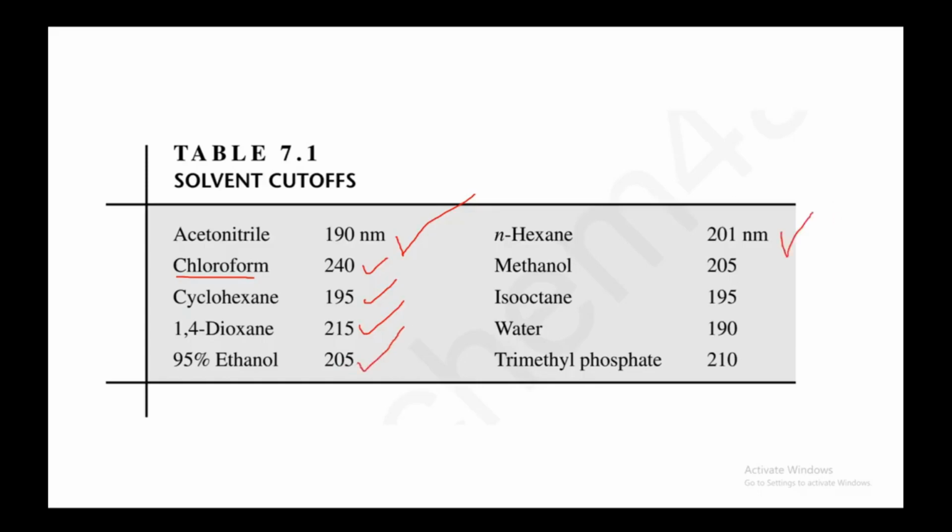For n-hexane, it's 201. For methanol, it's 205. For isooctane, it's 190. And water is the most suitable because its cutoff point is 190. So most of the chromophores absorb above 190 in UV visible spectroscopy.